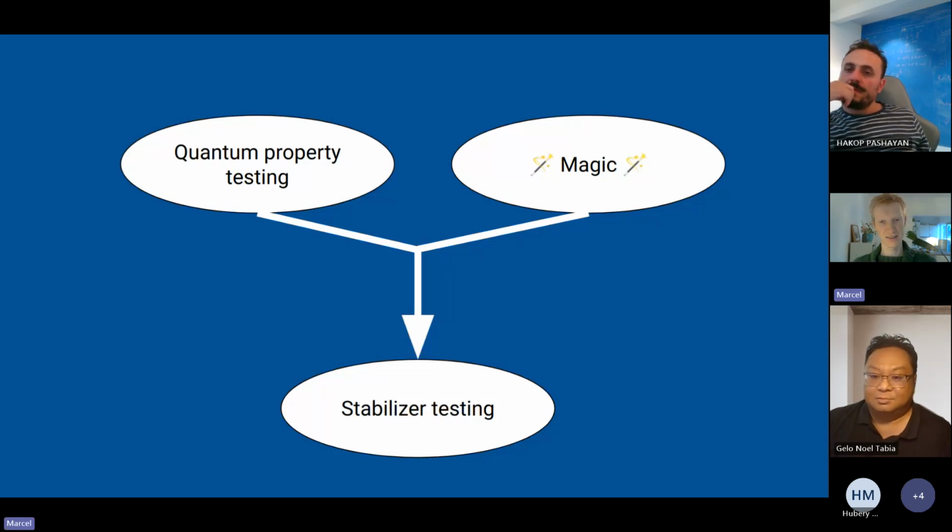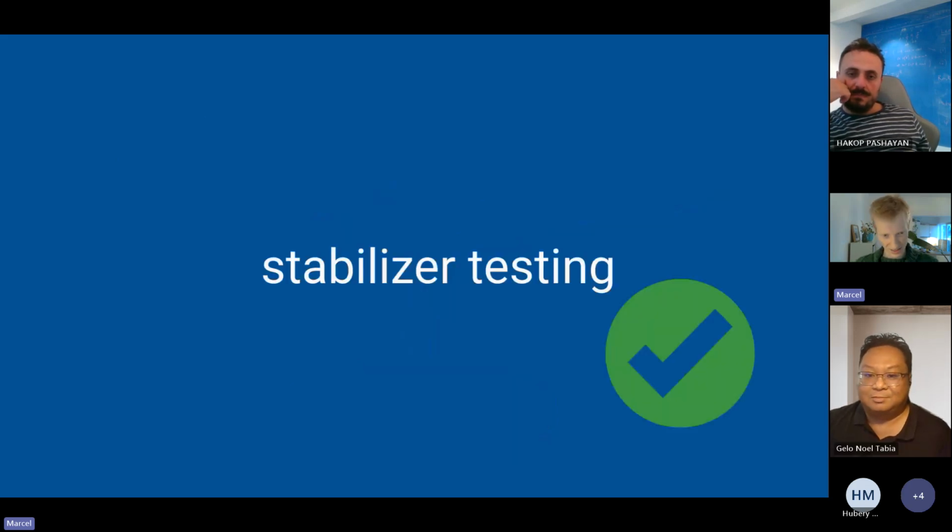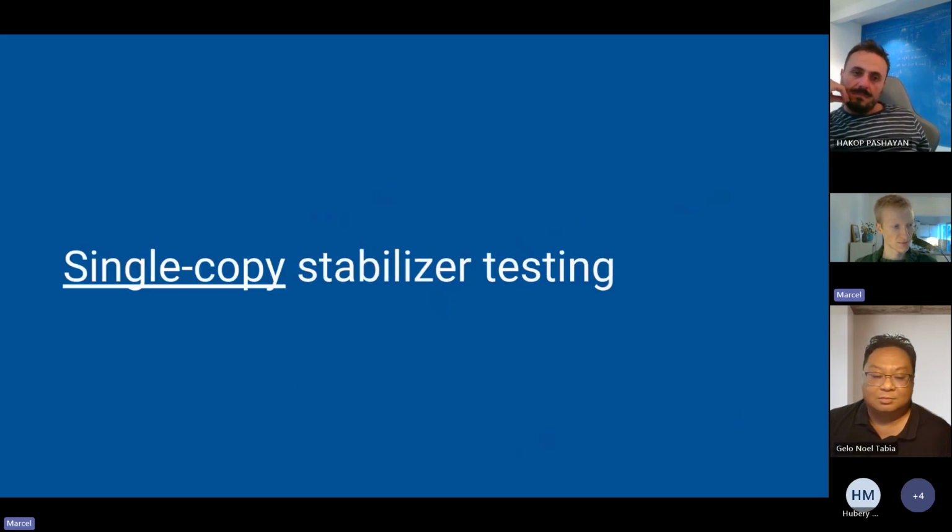Right. Okay. But this nicely brings me to the next part of explaining the title. So hopefully the stabilizer testing has a check mark now, but now we can look at the single copy part. So what does single copy mean?